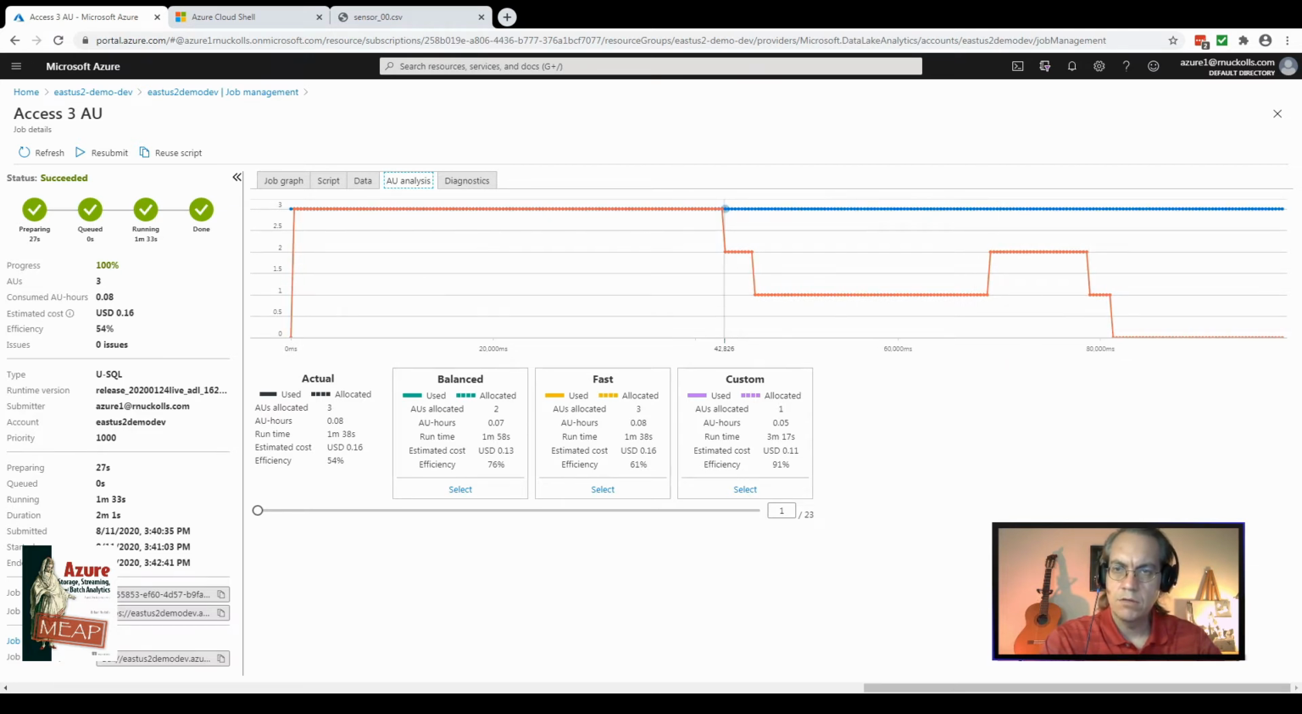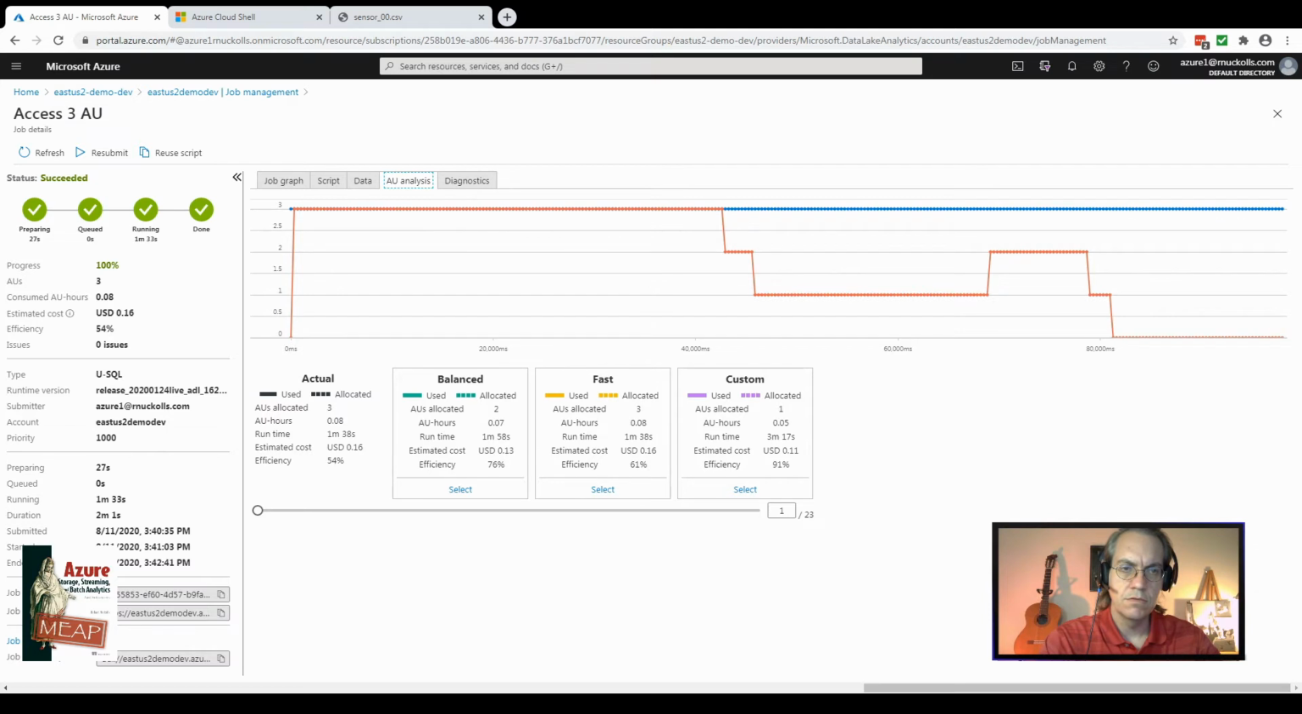But after about halfway through the job, we no longer are running with all of our 3 AUs, and we no longer get back to using all those 3 AUs. So in this case, we are likely running fairly inefficiently and throwing away a bit of money in order to get a bit of speed, a bit of shortening in the time it takes to run this job.